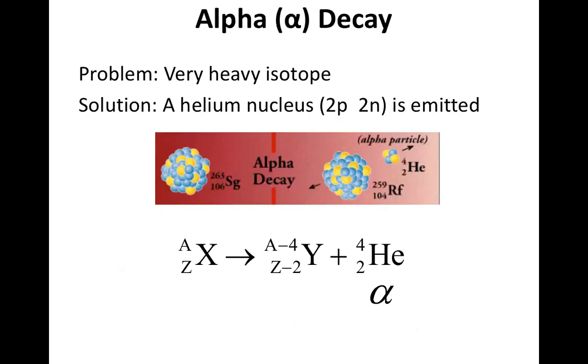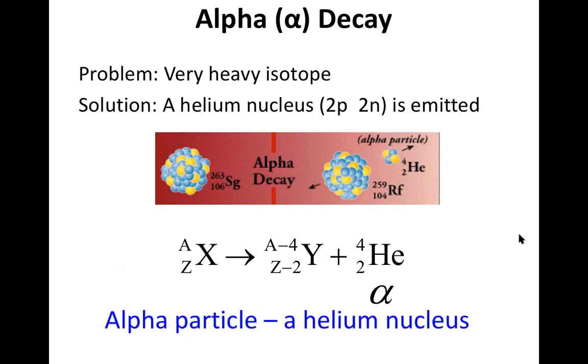The first type is alpha decay. The emitted particle is a helium nucleus, also called an alpha particle. The problem is that a radioisotope is very heavy, with lots of nucleons, and the solution is that 2 protons and 2 neutrons will be chipped off element X to create the alpha particle. It's a helium nucleus, not a helium atom. There are no electrons, just the 2 protons and 2 neutrons.